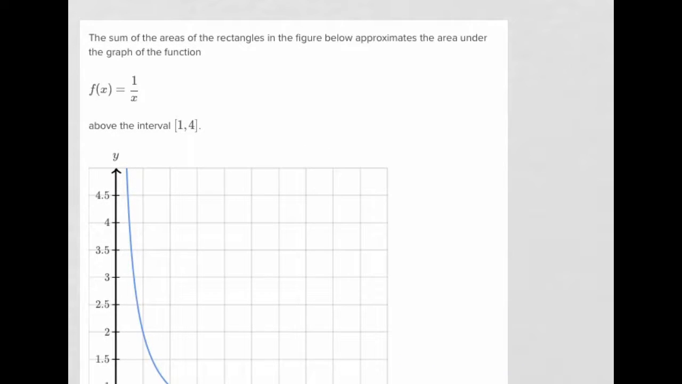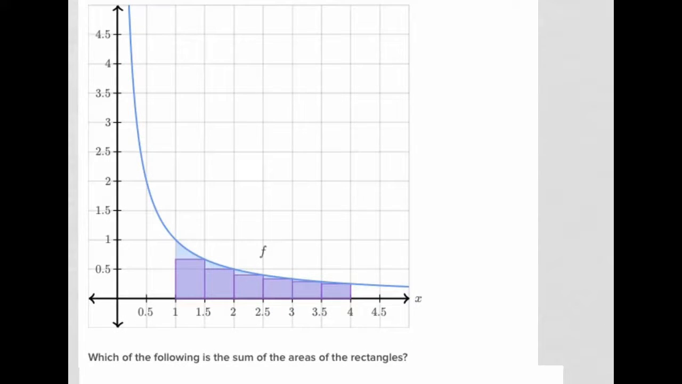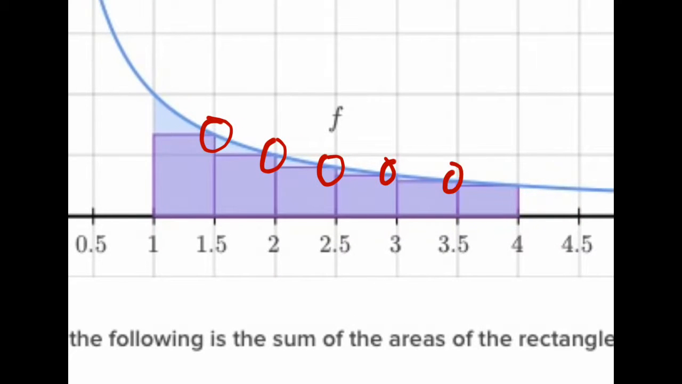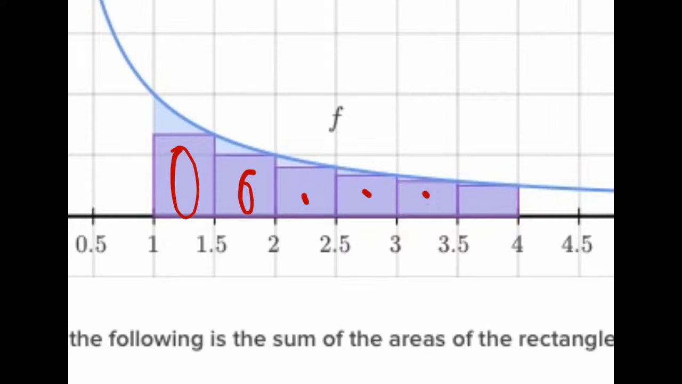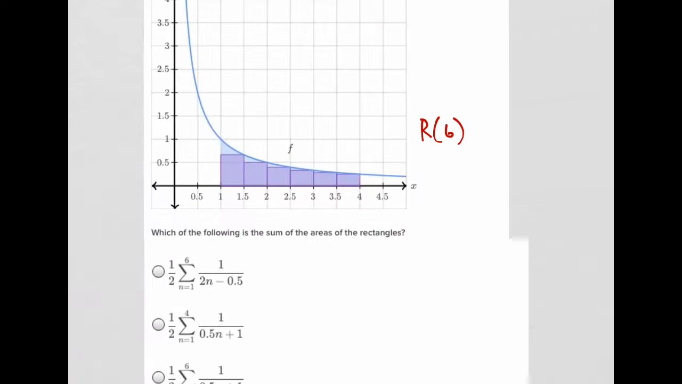The sum of the areas of the rectangles in the figure below approximates the area under the graph of the function 1 over x on the interval 1 to 4. You can see that. The top right corner is touching on all of them, so this is R, the right Riemann sum, and 1, 2, 3, 4, 5, 6. So this is R6, actually. That's not asked for, but that would be R6.